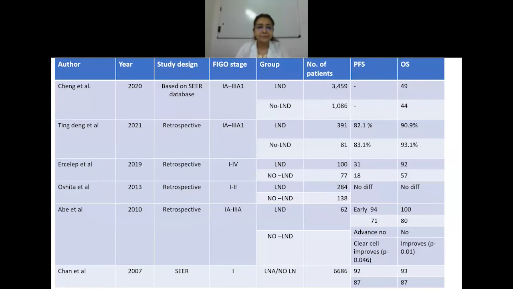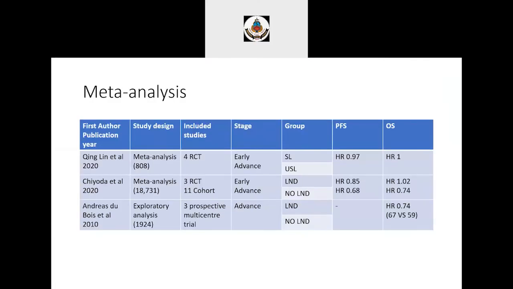Go back to the previous slide. You have to remember that in Chioda's meta-analysis, basically the group where he says that there is no lymphadenectomy also includes people where sampling was done.